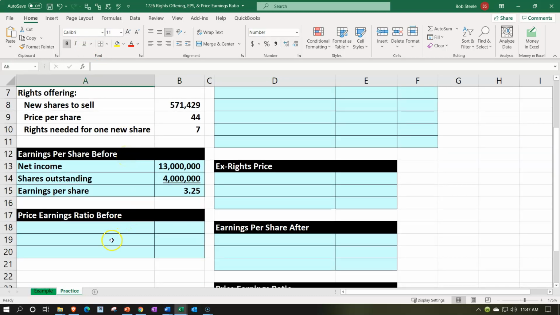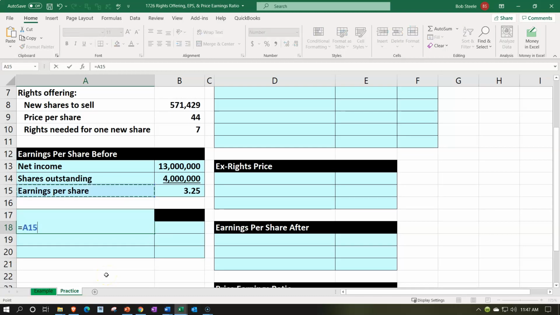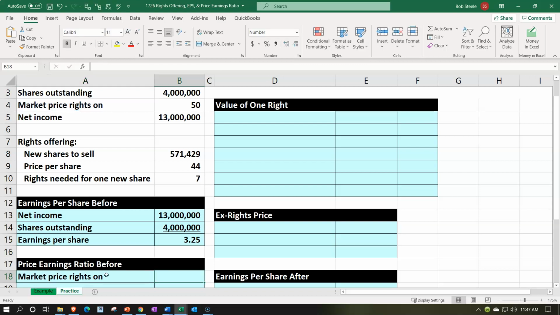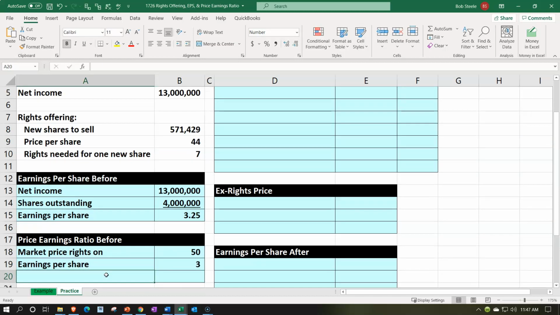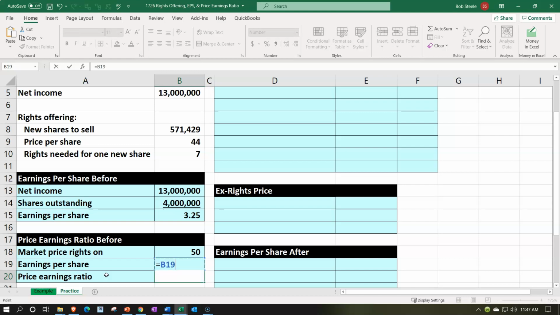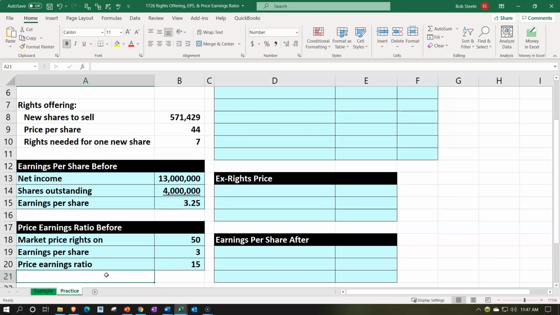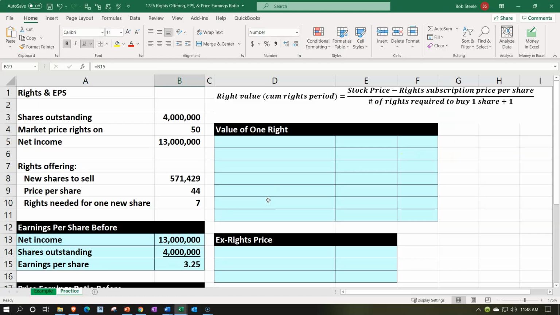Then let's take a look at our price earnings ratio before we do anything. The market price is going to be the price up top, which is 50. And then we've got the earnings per share that we just calculated, 3.25. That's going to give us our price earnings ratio, which is 50 divided by 3.25. Let's add some decimals to these two down below, in the number group, adding a couple of decimals. And let's give it an underline here as well, in the font group. So we're at 15.38 at the starting point. So now we're going to imagine that we have our offering that takes place.